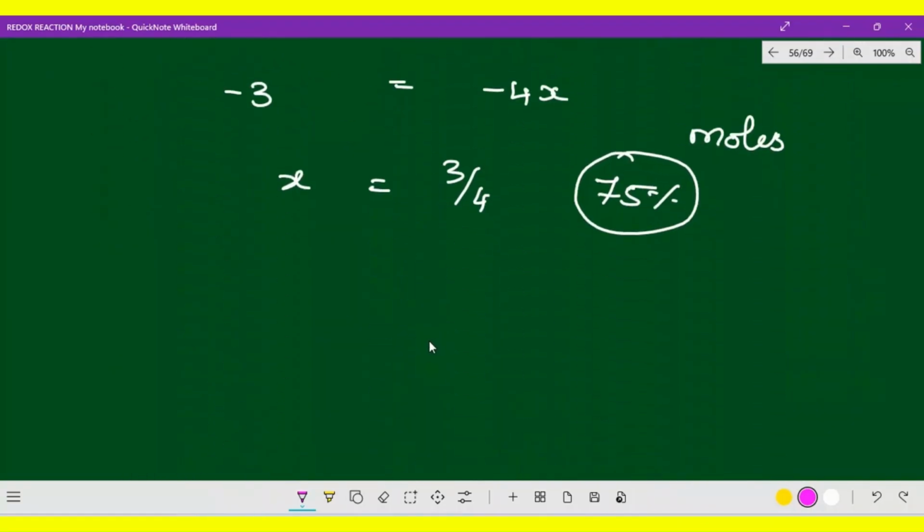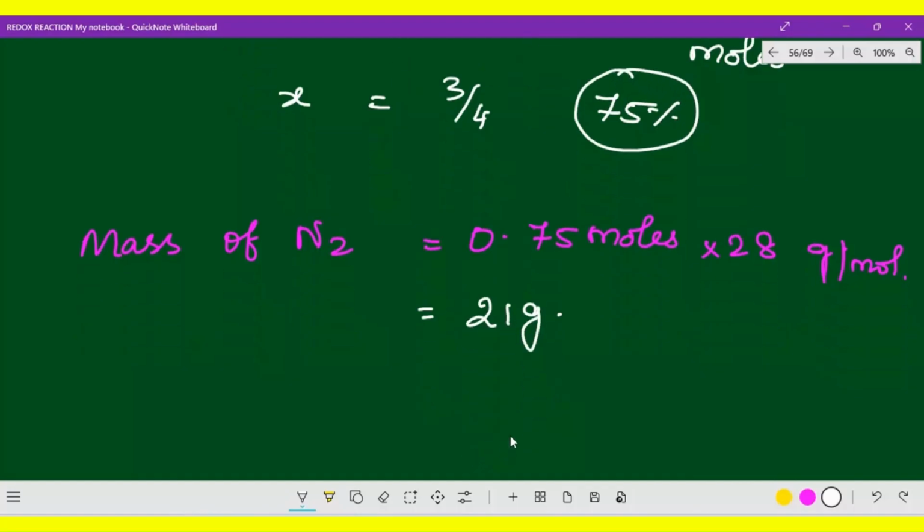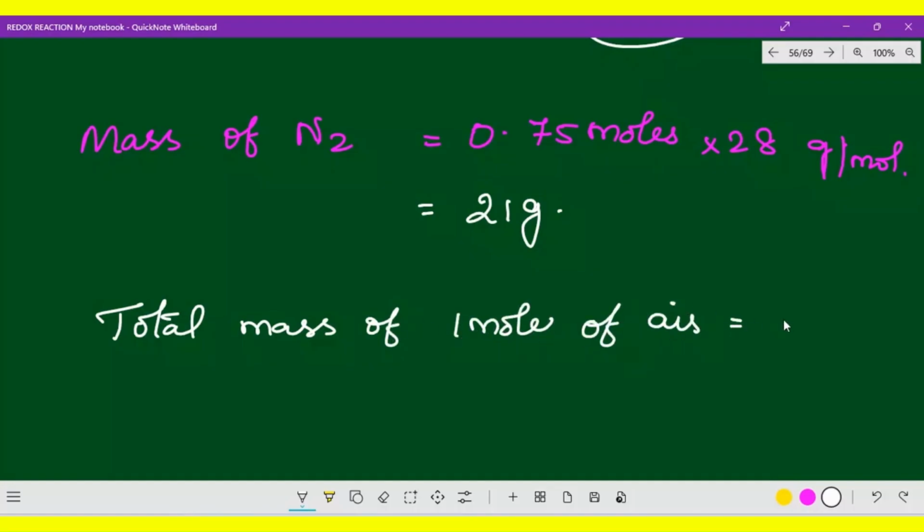Let us go and identify. The mass of nitrogen equals 0.75 moles into 28 gram per mole. So what answer will you get? 21 gram. Now the total mass of 1 mole of air is the average mass, so the average mass is 29 gram.